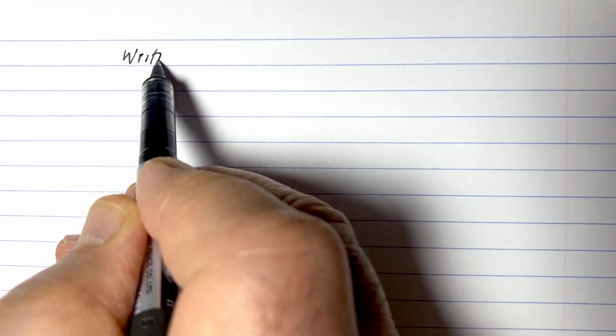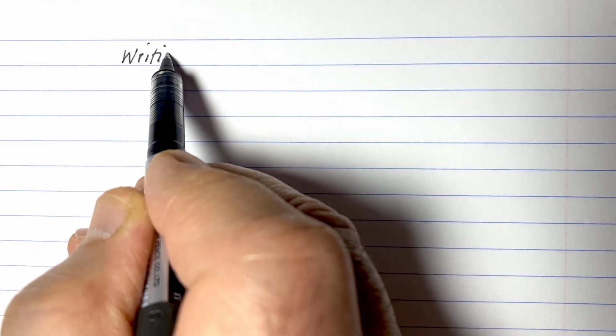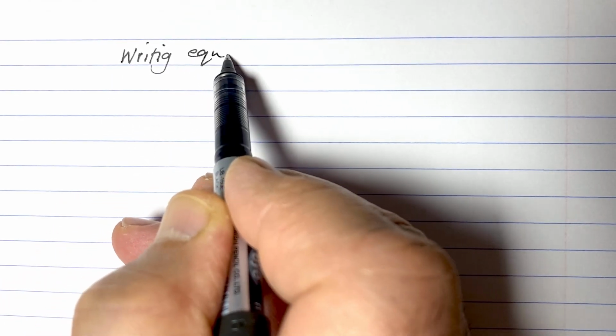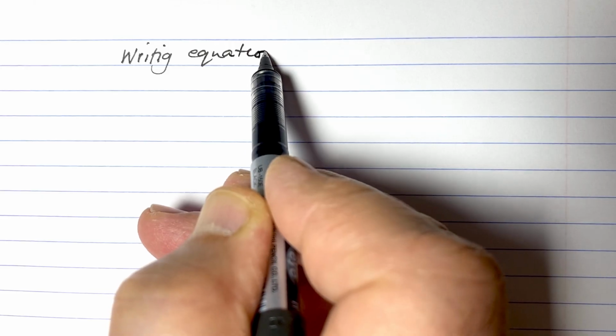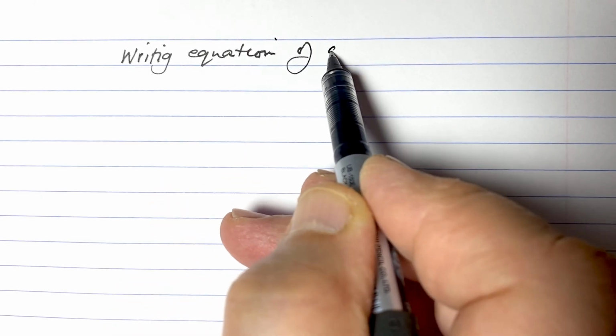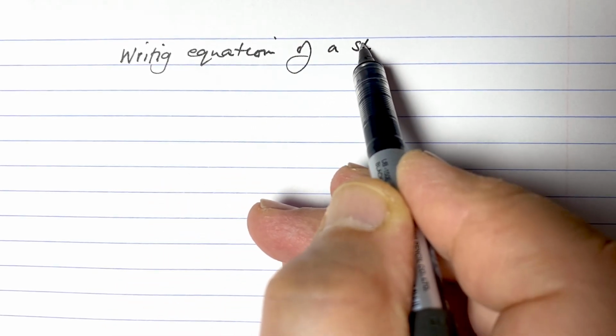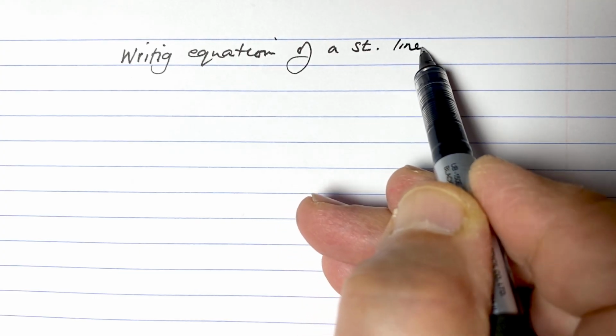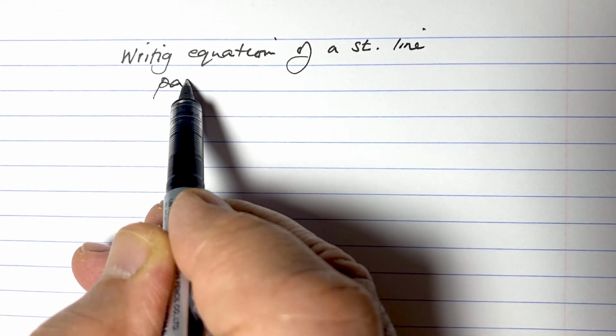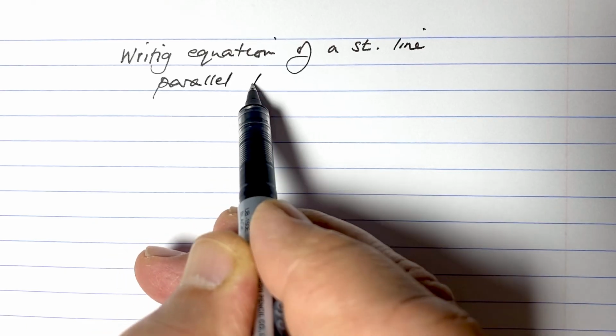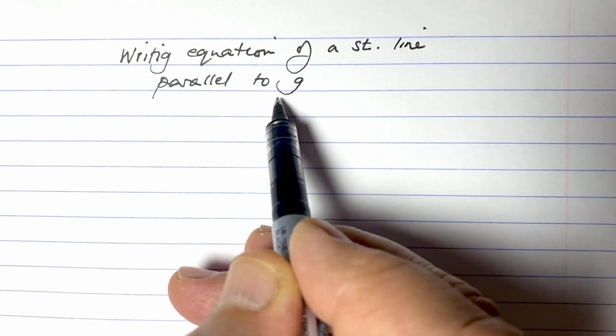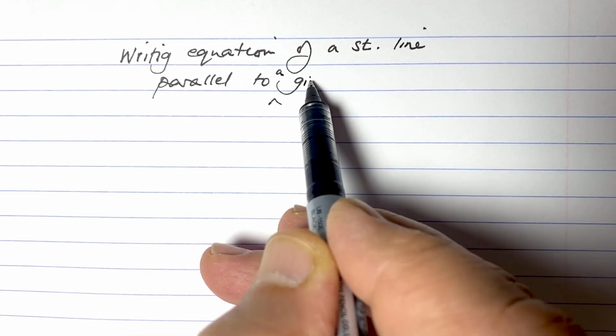This is the continuation of the last two lessons on equation of straight line. I now want to write the equation of a straight line parallel to a given line.